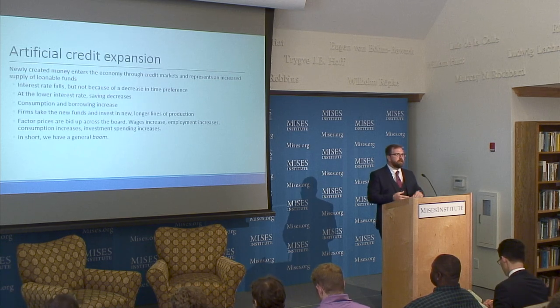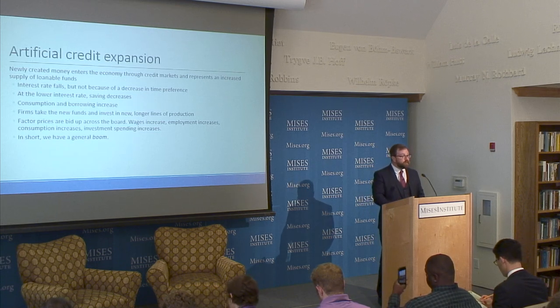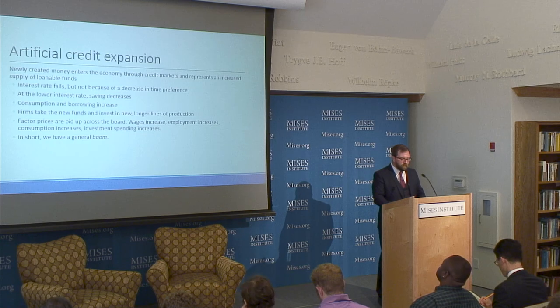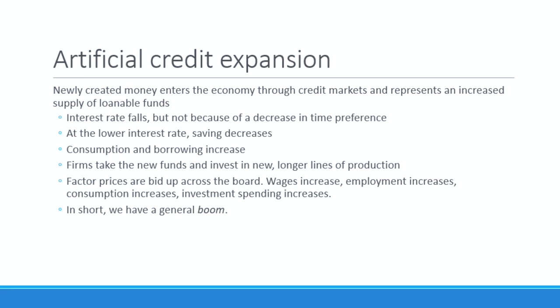And so here, instead of calling this scenario an increase in savings, since it's falsified, we'll call this an artificial credit expansion. So in this case, newly created money enters the economy through credit markets, and it represents an increased supply of loanable funds. But one important point is we're going to say that time preferences don't change. So the consumer time preferences and what would have happened on the market is just the same. And so this is just a new drop of money that's coming in through credit markets, but people's time preferences haven't changed. All right, so what are the effects of this?